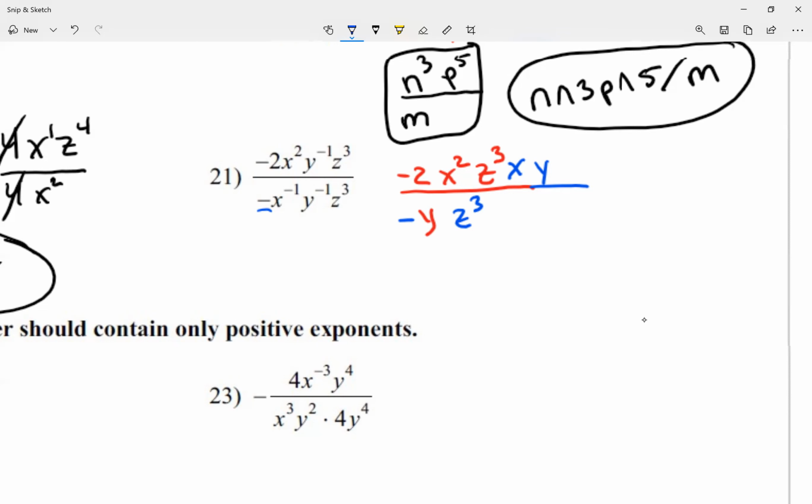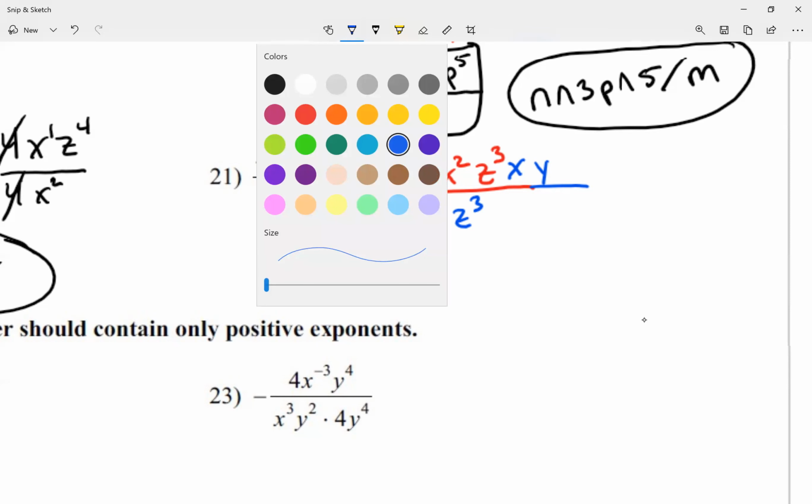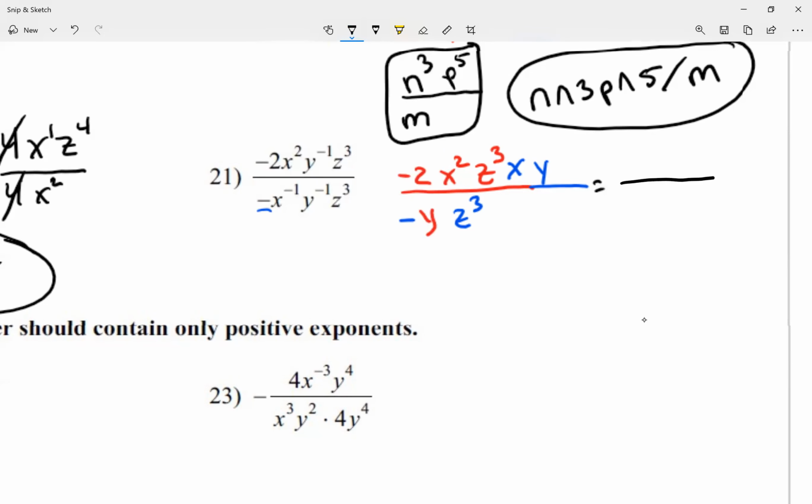All right, let me simplify things out now. I'm just looking on the top. When it comes to numbers, I have a -2. When it comes to x's, I have x to the 3, right? I added the exponents. When it comes to y's, I just have a y. And when it comes to z's, I have a z to the 3rd. Now, when I look at the bottom, there's a negative sign, there's a y, and there's a z to the 3.